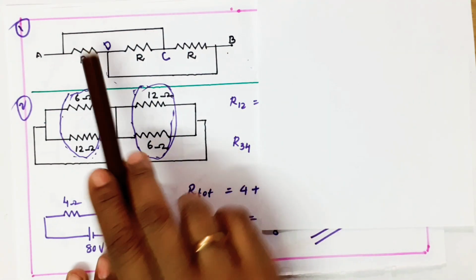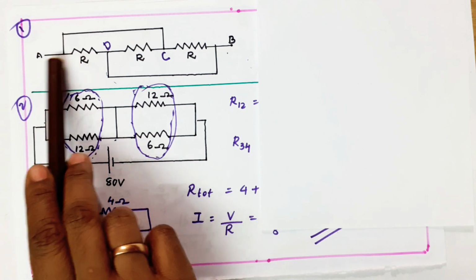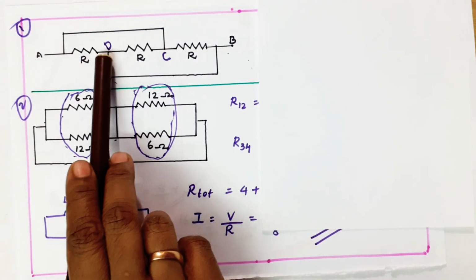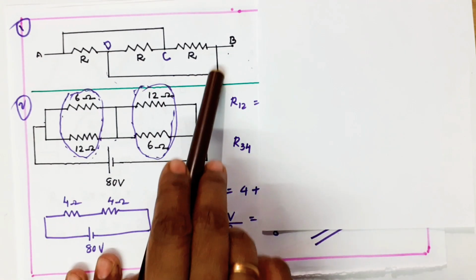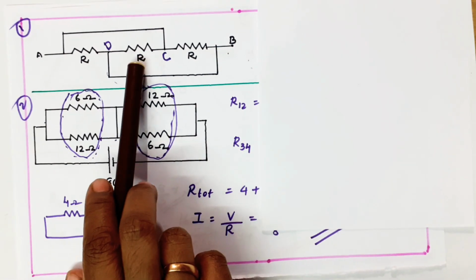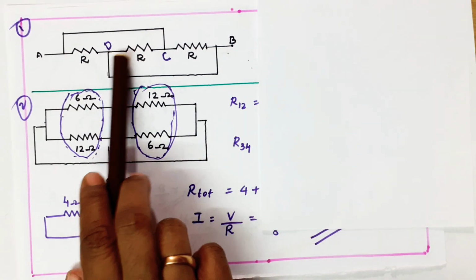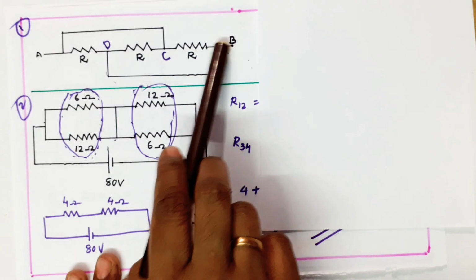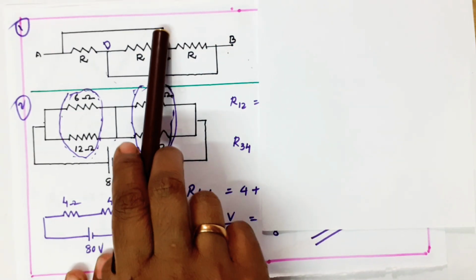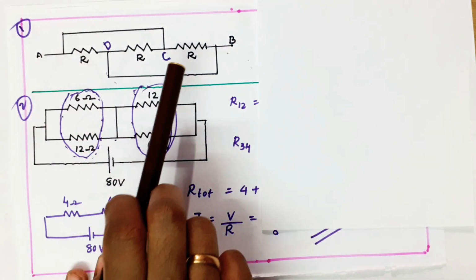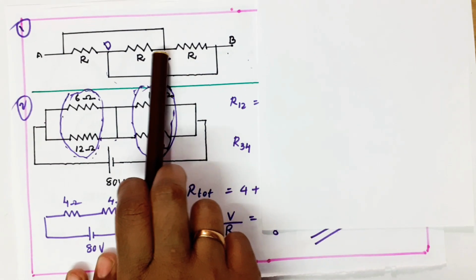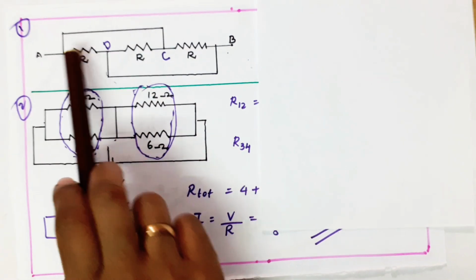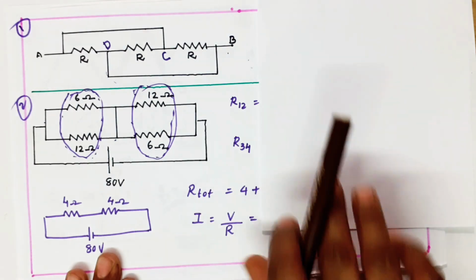If you check the first resistor, one endpoint is here, A. Another endpoint is connected to D. That D is connected to B. If you see the second resistor, one endpoint is D. D is nothing but B. And another endpoint is C. C is nothing but A. Third resistor, one endpoint is C. C is nothing but A. And another endpoint is connected to B.